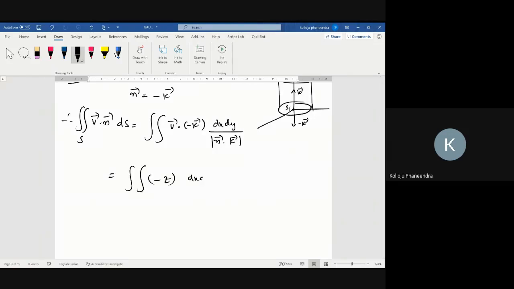Minus z dx dy by 1. I'm not writing the limits. Why? Because this is 0, since the equation of S1 is z equal to 0. First one is over.